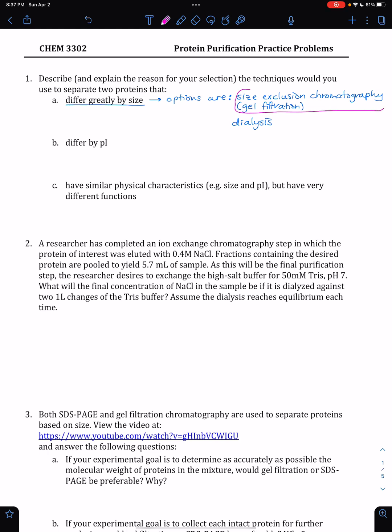And the reason for that is I want to separate out two proteins, okay? So both of these separate based on size. But one of them is good for removing small molecules. The other one is good for separating proteins. So dialysis is best for removing very small molecules and doing buffer exchange, okay?